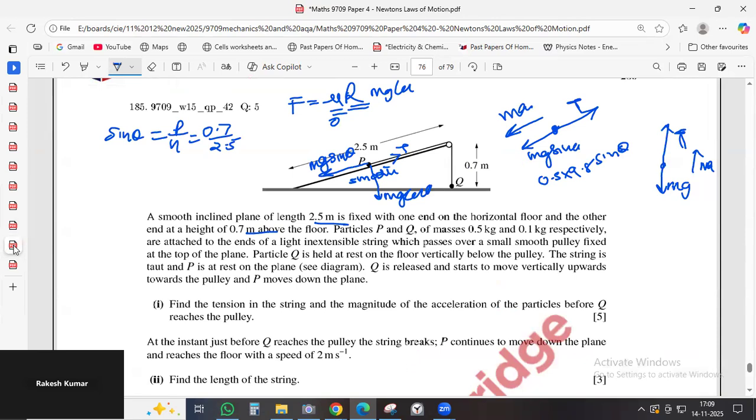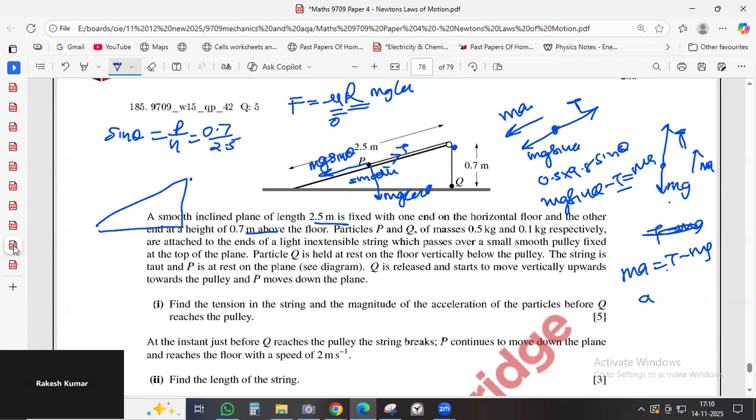Anyway, then for P, mg sine theta, which must be greater, minus T is ma. And here, T is going up, so ma is equal to T minus mg. Then these two equations you can add and substitute to get the acceleration. After you get the acceleration, this is going up, and when it comes here, the object Q comes here. Till that time that acceleration is valid.